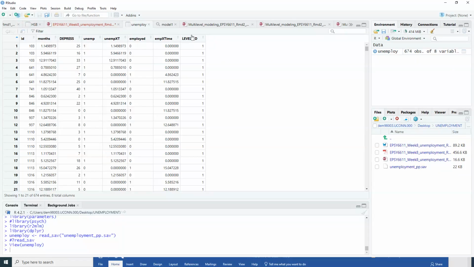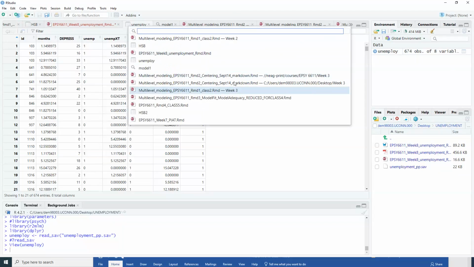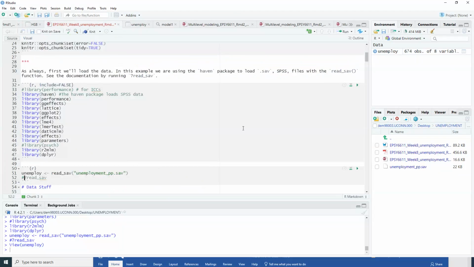I meant to take this one out. Don't worry about this level 2 dummy. In HLM, you always have to have a level 2 variable, and so I just made up a dummy variable, but it's literally all 1. So we're not going to use that. Okay. So now I can go back to, here we go, week 8. Here we go. Okay.